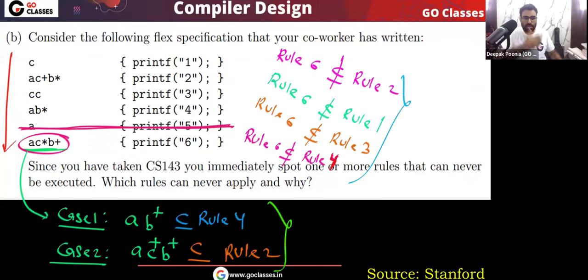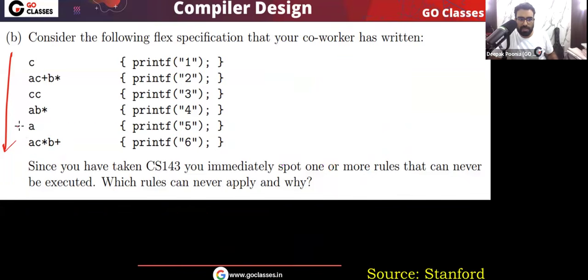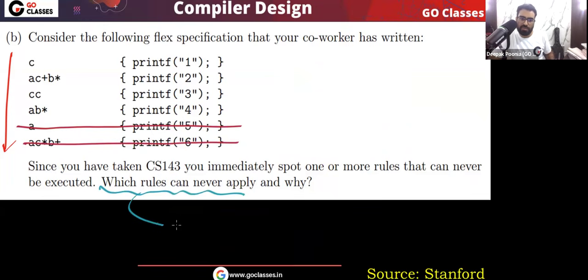Please tell me, did you understand? You can notice here, any string that can be generated by rule 6 can also be generated by some rule above it. So in this situation, I can say that rule 6 can be removed. I hope you understood this point. Is this clear to everyone? So remember, this can also be deleted. So which rules can never apply? The answer will be rule 5, comma 6.